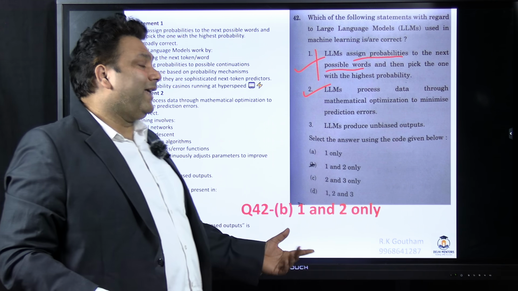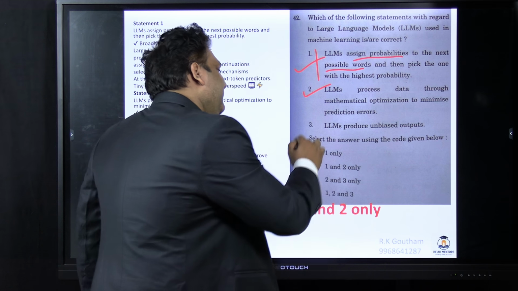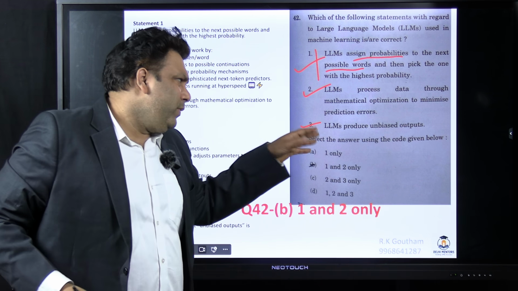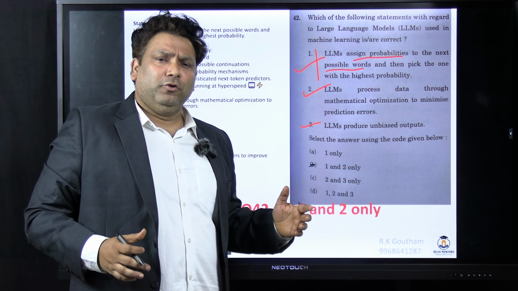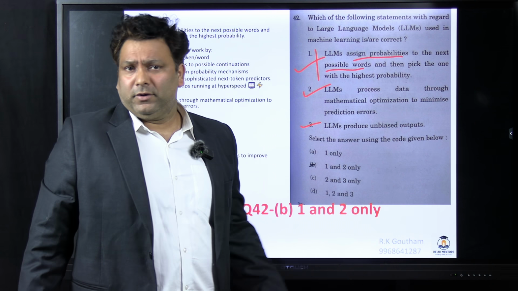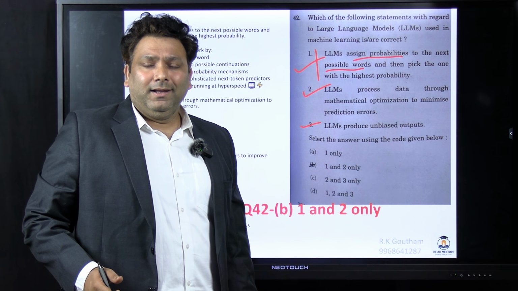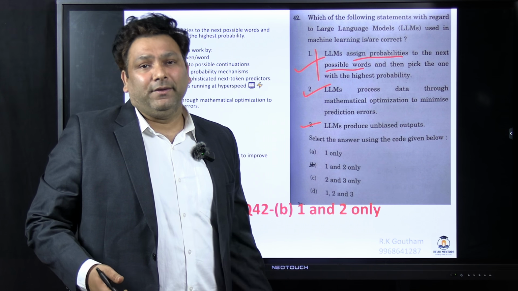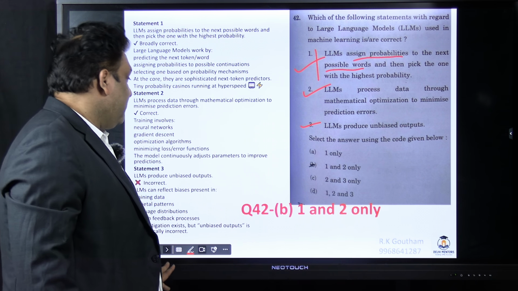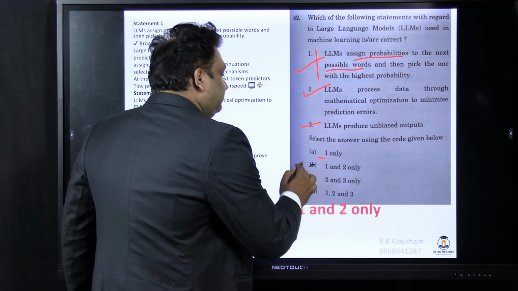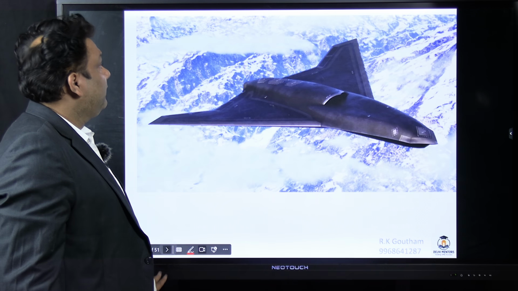So LLMs produce unbiased output. See, जो भी आप इंफॉर्मेशन, ओके, LLM को दे रहे हो, जो भी डेटा इंटरनेट पे अवेलेबल है, जो भी आपके डेटाबेस में है, अगर उसमें बायसनेस होती है, देन LLMs में बायस होने का चांस होता है. राइट? सो द आंसर हियर इज 1 and 2.